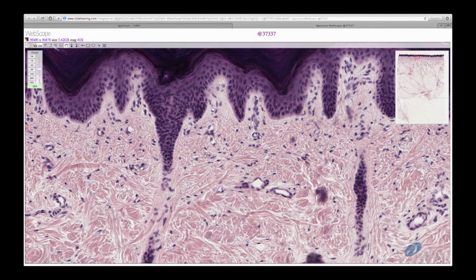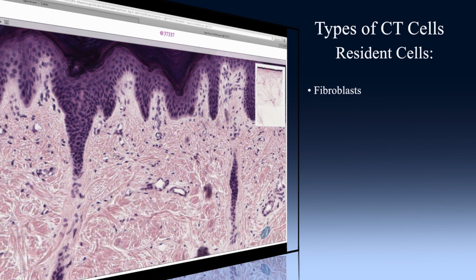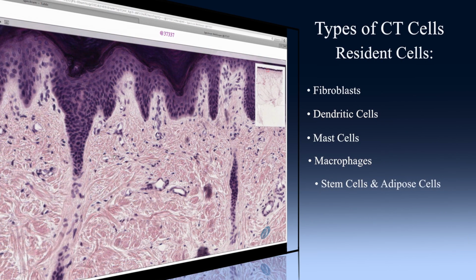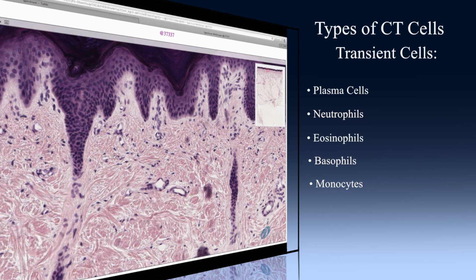And while we're talking about other components of connective tissue, I'd like to point out that there are two basic groups of connective tissue cells: resident connective tissue cells and transient connective tissue cells. The resident cells include fibroblasts, dendritic cells, mast cells, macrophages, stem cells, and adipose cells, while the transient cells include specialized immune cells such as plasma cells, neutrophils, eosinophils, basophils, and monocytes.